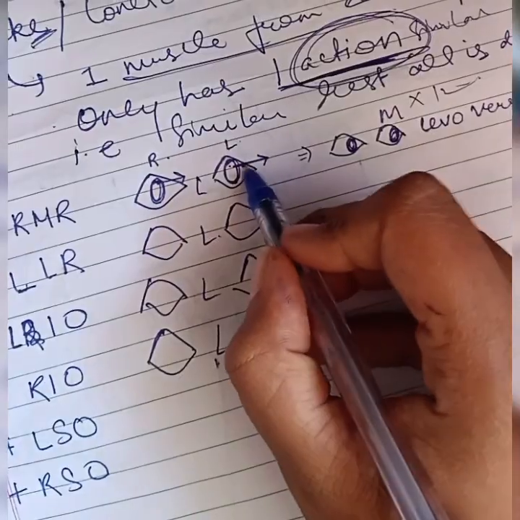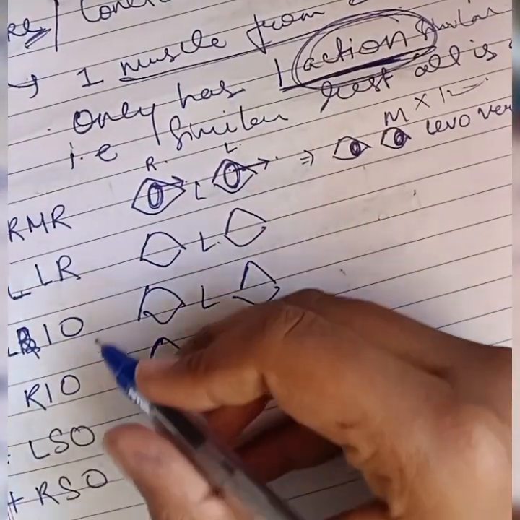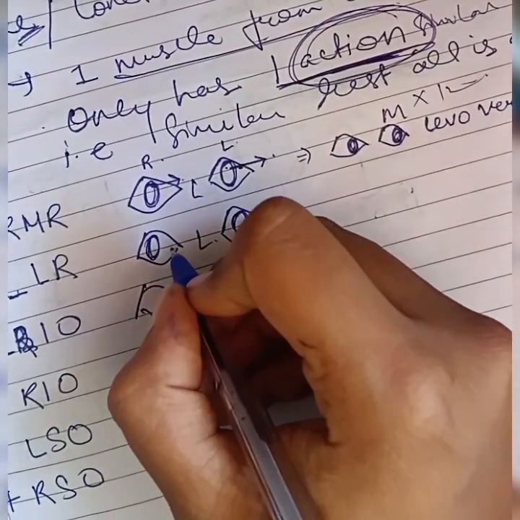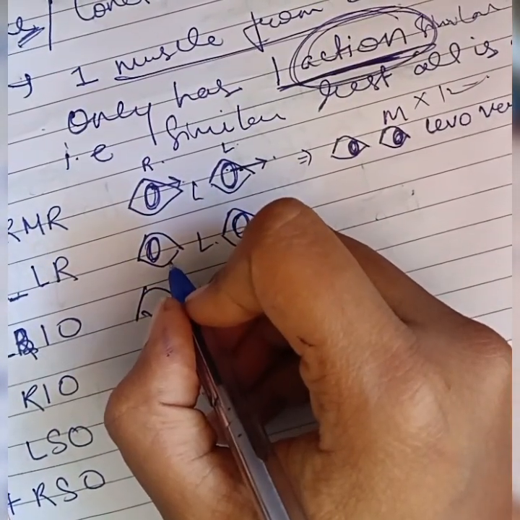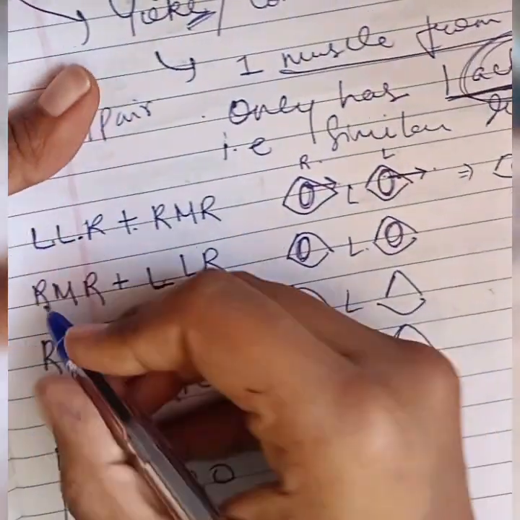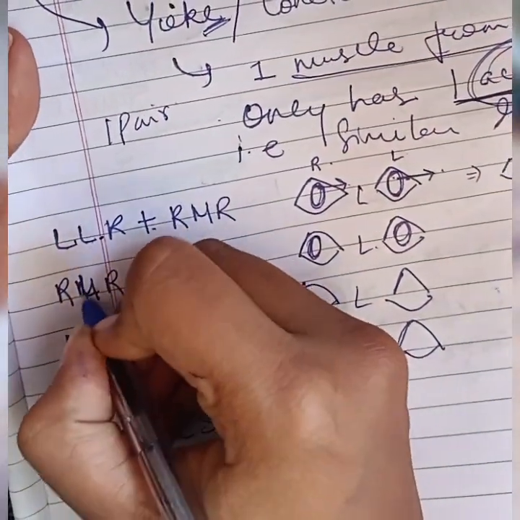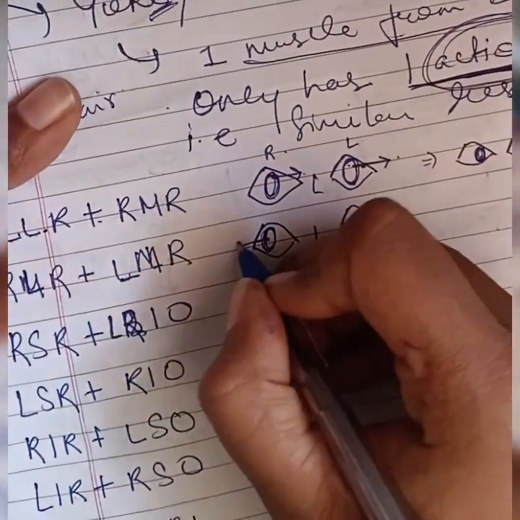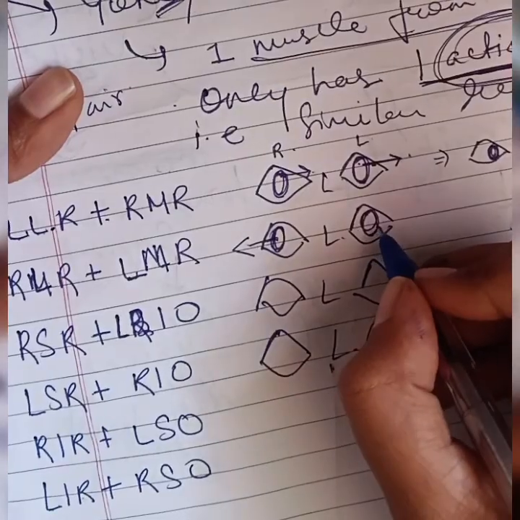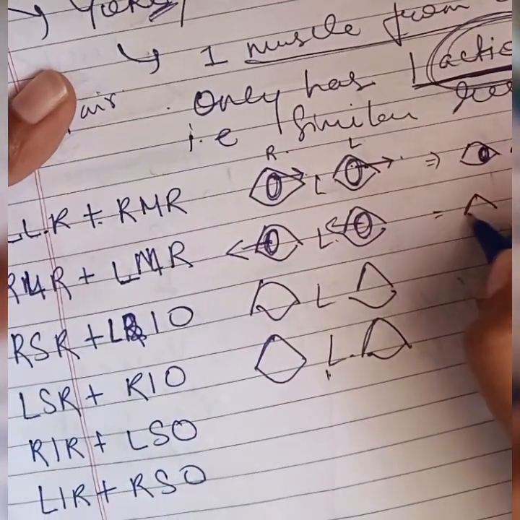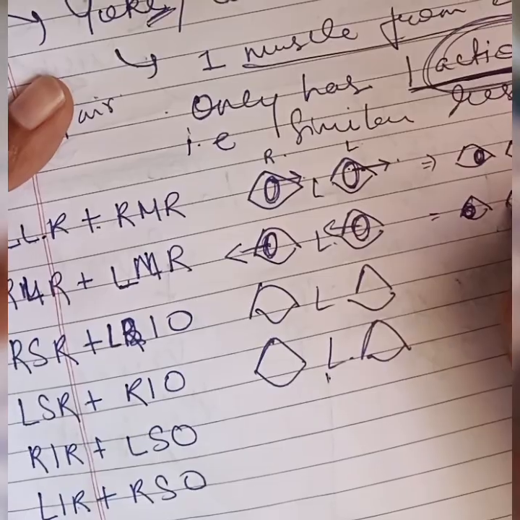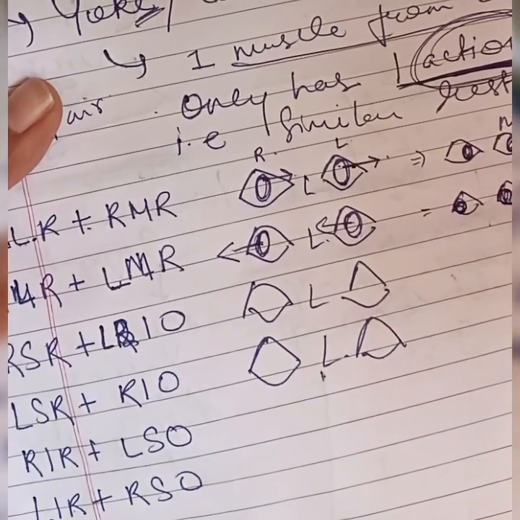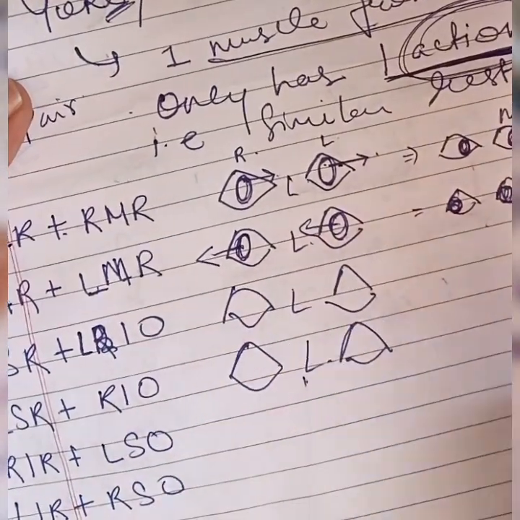Levoversion. Why? Because left lateral rectus and right medial rectus acted. Now we see right medial rectus and left lateral rectus. Same, only I've written. This would be right lateral rectus and left medial rectus. So now right lateral rectus movement is over here and left medial rectus over here. The final would be like this. So this is dextroversion, towards the right side the eyes are seeing.